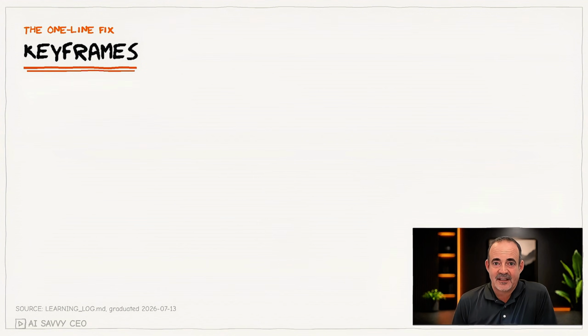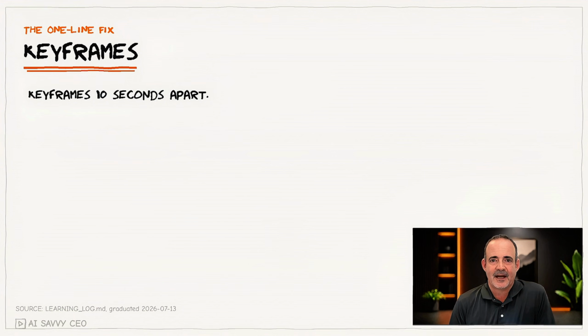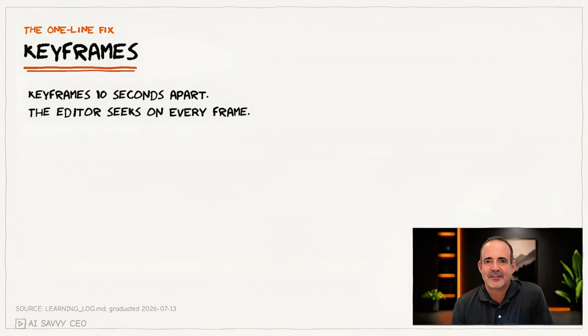And I owe you the 11-hour thing, because I said I'd come back to it, and I'm not going to leave that hanging. Here's what was happening. My avatar video came out of the renderer with keyframes about 10 seconds apart. A keyframe is a complete picture. Everything between is stored as the difference from the one before. The editor was seeking into that video on every single frame.